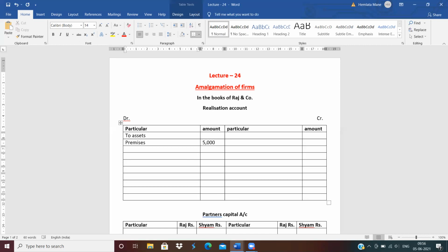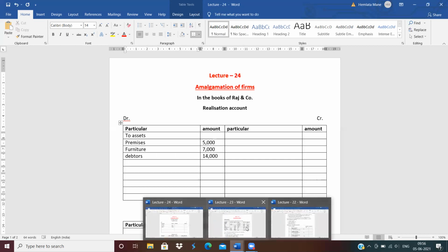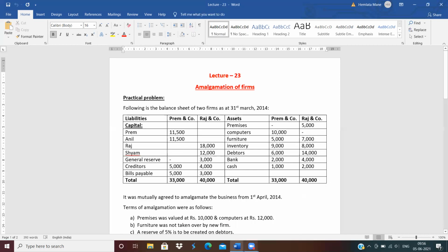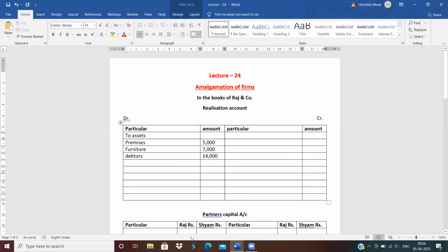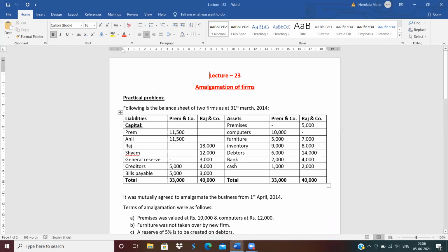Next asset: furniture 7,000. Next asset: debtors 14,000. Next asset, see the next asset: inventory 8,000. Write down inventory 8,000. Then the next assets, take as it is at book value.